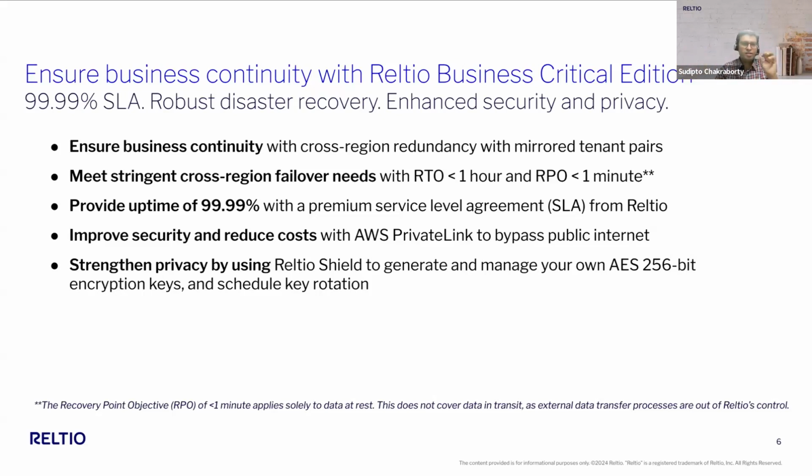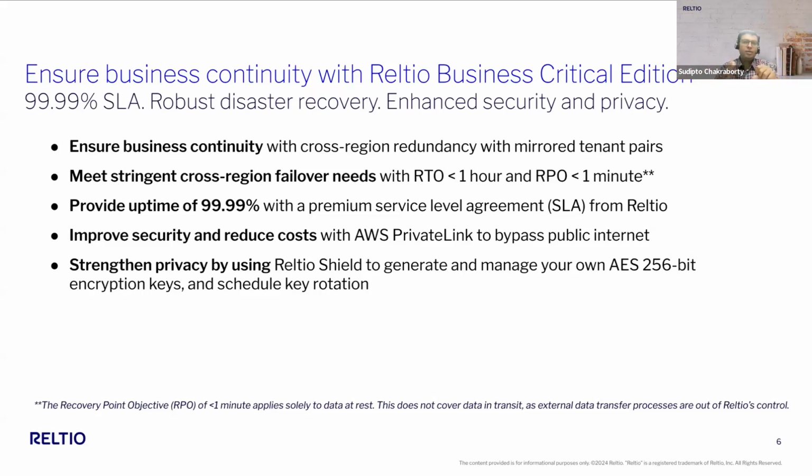Next, our promise is stringent failover with RTO less than 1 hour and RPO less than 1 minute. These acronyms are very critical, right? And we'll go over them again. RTO stands for Recovery Time Objective, and RPO stands for Recovery Point Objective. In plain terms, RTO less than 1 hour means that we target less than 1 hour to fully recover services in the secondary region after declaring a disaster.